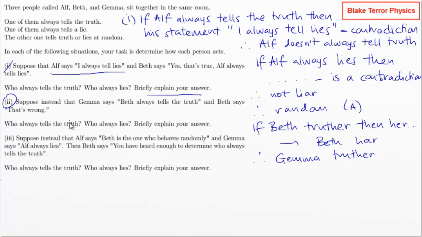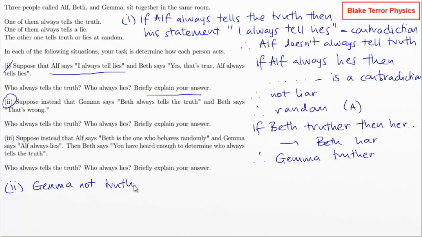So that means we've got a contradiction again. So exactly the same structure of our explanation. I'm not going to write it all out because I'm sure you've got the idea. So we can then conclude from that Gemma is not the truther. That's what we're getting straight away from that bit.